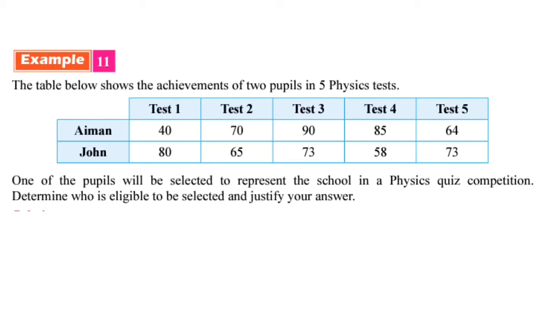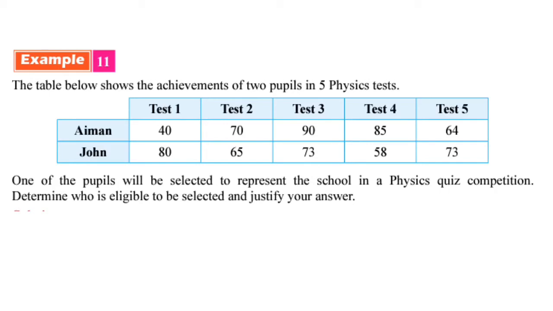So how do we find the standard deviation? We take the marks squared, then add the other marks squared: 40 squared plus 70 squared plus 90 squared plus 85 squared plus 64 squared, over 5. Then minus the mean 69.8 squared, and then you square root. So the standard deviation for Aiman is 17.67.